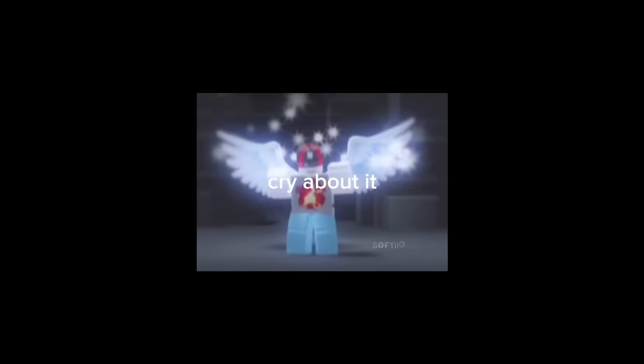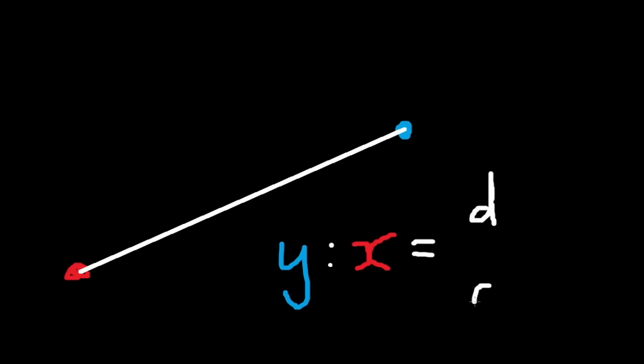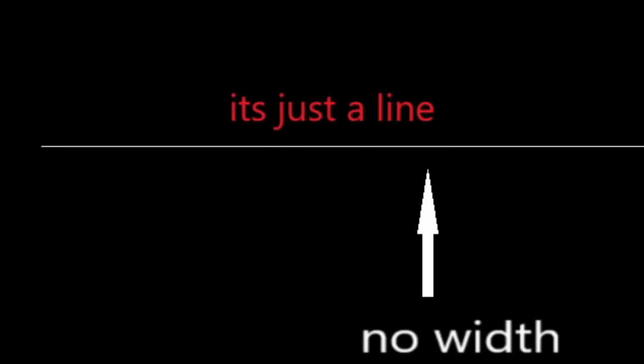Now, instead of an L plus ratio, this is just a normal ratio. The ratio between the X and the Y lengths of the line. But what do I mean by lengths? Doesn't a line have no width and is just, well, a line? Wrong! You just took a fat L.